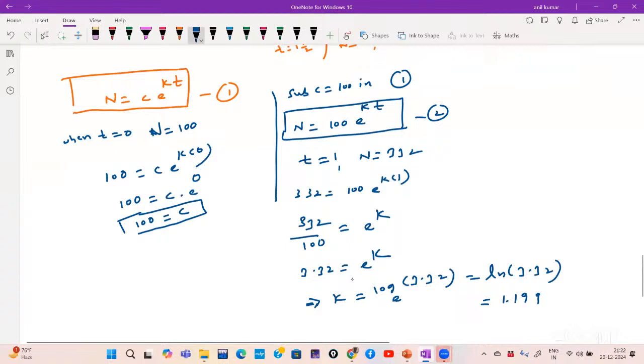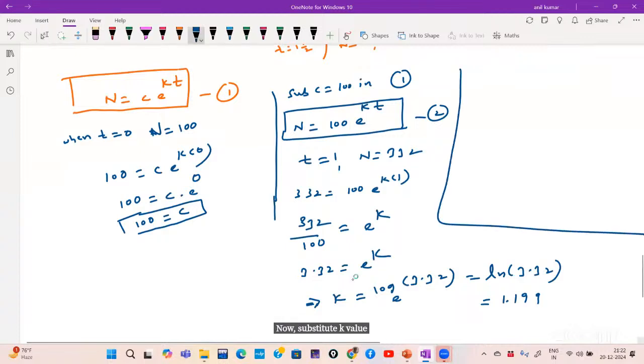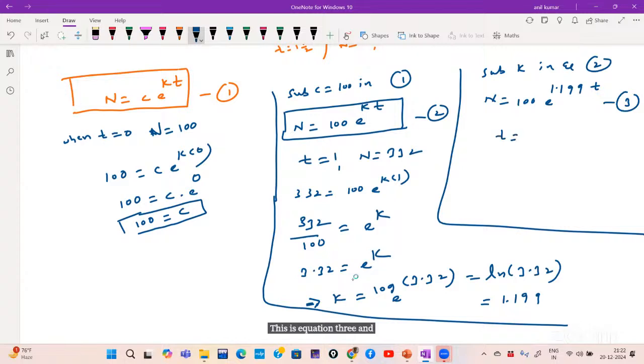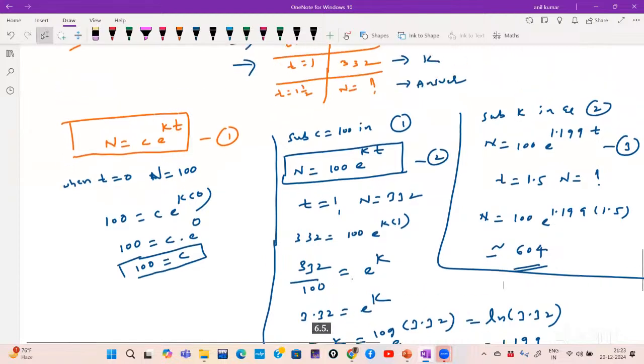Now substitute the k value. Substitute k in equation 2. That gives equation 3. And finally, we are going to determine the bacteria after 1.5 hours. 1.5 hours means t equal to 1.5. Substitute t equal to 1.5. That gives approximately 600, 604 or 605. Yes.